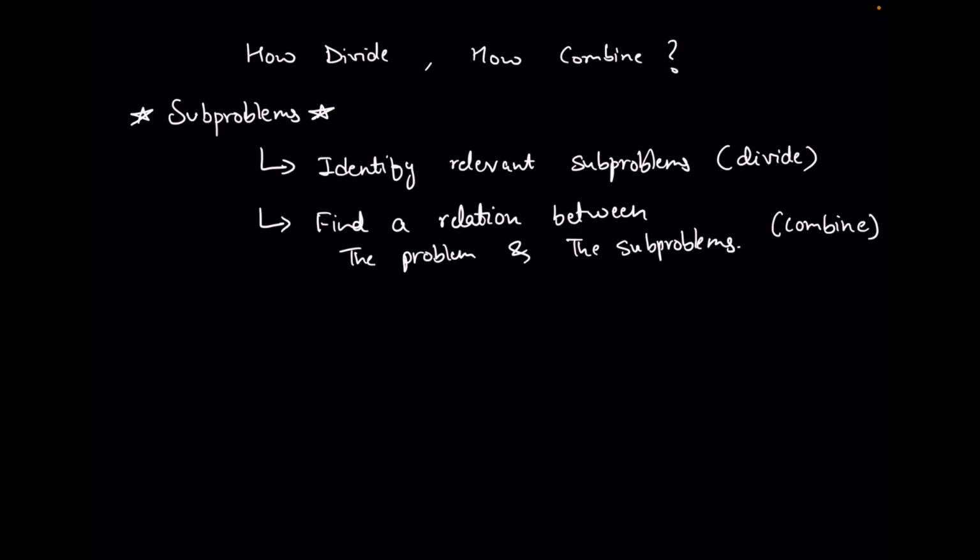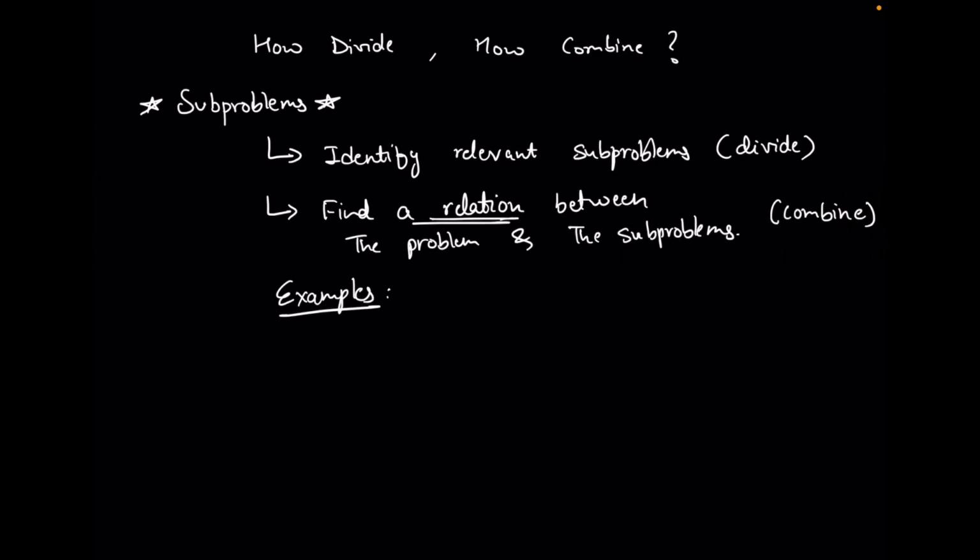Because once you find a relation between the problem and the subproblems, you'll automatically know through the relation itself which are the relevant subproblems, right? The relevant subproblems are just the subproblems which are being used in the relation to get the answer to the problem, right? So let's see a few examples to drive home this point.